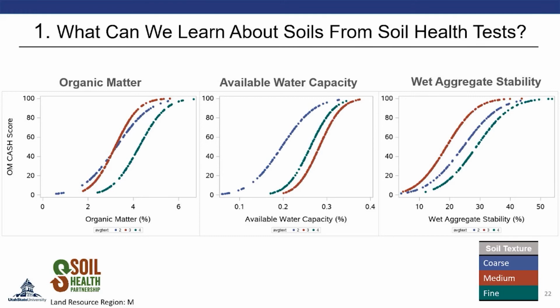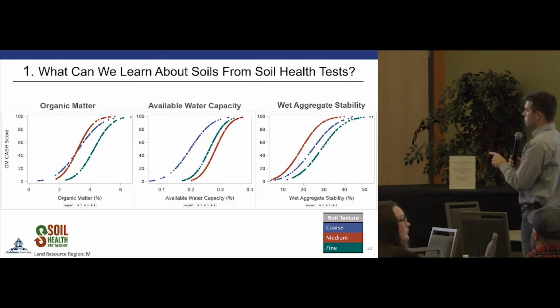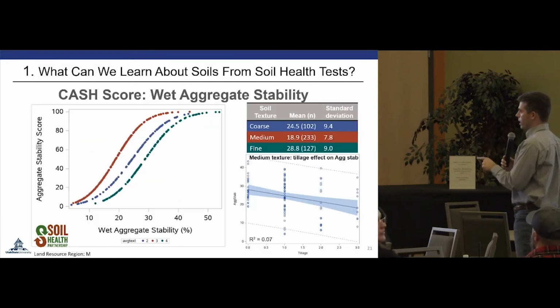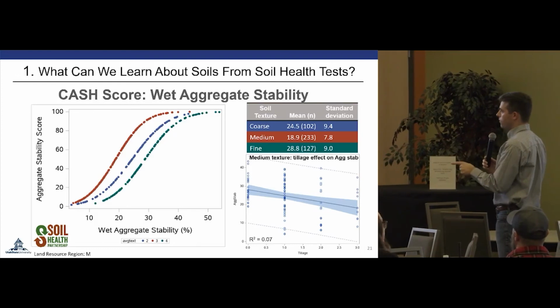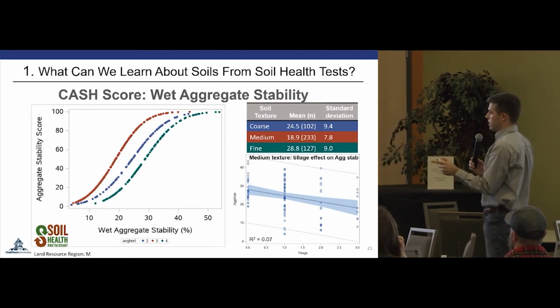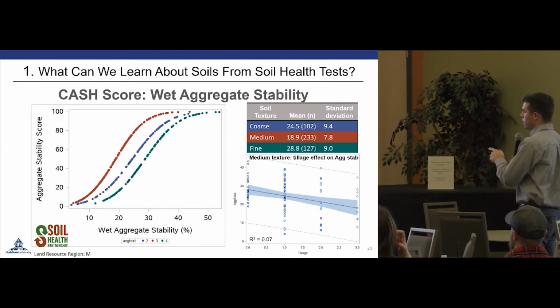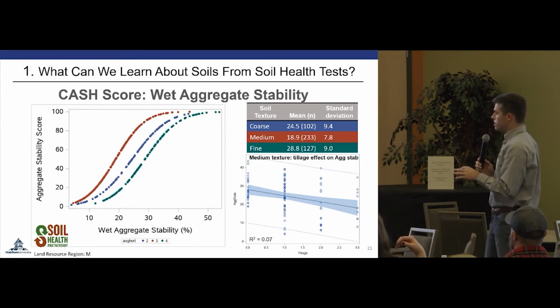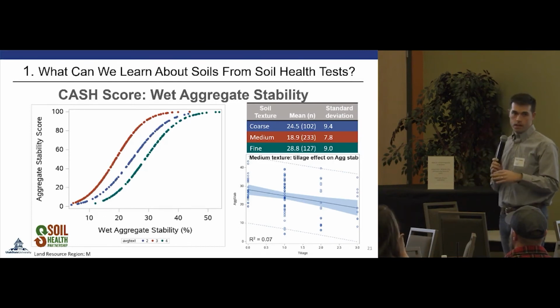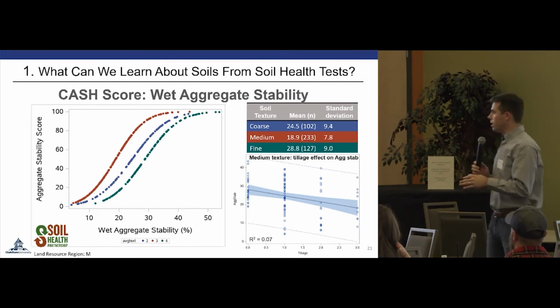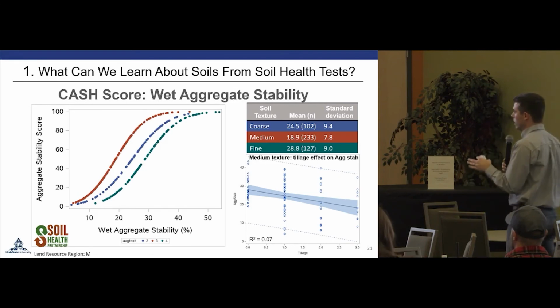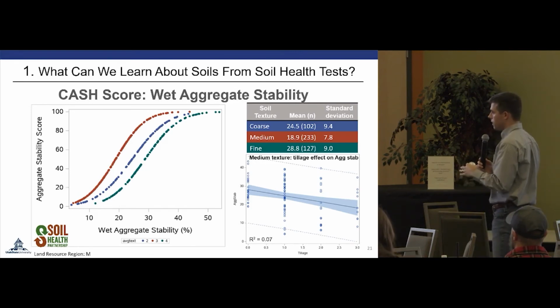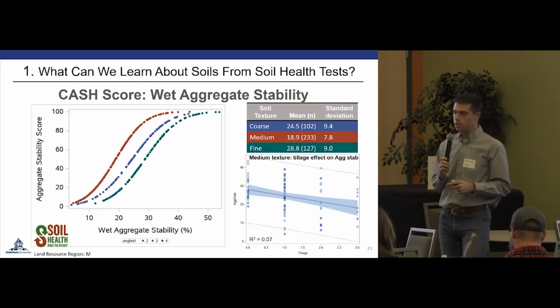The one thing that I do want to back up here is to show you in the wet aggregate stability, the medium soil texture had the lowest average value. And on the bottom right, this is a regression showing the intensity of tillage and that effect on the wet aggregate stability. So from 0 to 1, 2, and 3 is increasing in tillage intensity from no-till, strip till, vertical till, and then a conventional full disc tillage.